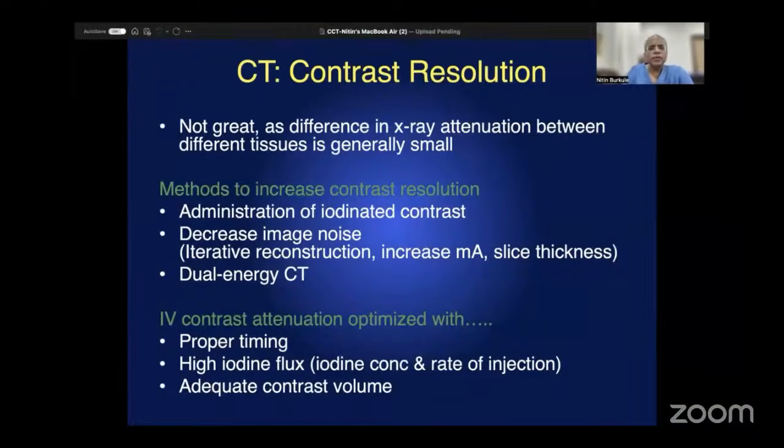Now, the IV contrast attenuation is optimized by properly timing the scan after giving the IV contrast bolus, because you should start scanning when you have the peak concentration of the contrast in the field of interest. Secondly, we want a very high iodine flux at that time, the iodine concentration, and we should have an adequate contrast volume to get a very good contrast opacification.